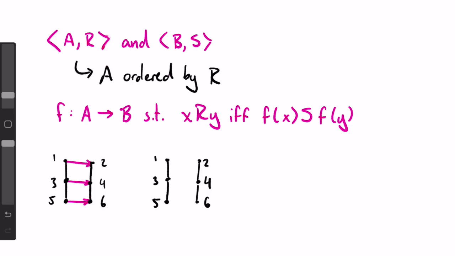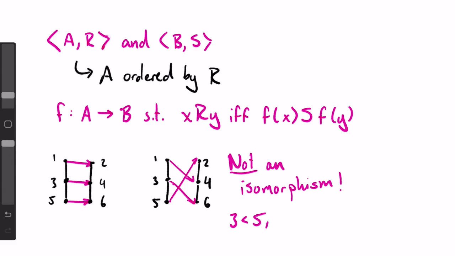A function that maps 1 to 4, 3 to 6, and 5 to 2, for example, is not an isomorphism, because 3 is less than 5, but f(3), or 6, is not less than f(5), or 2. It turns out that for practical uses, while equinumerous sets don't always intuitively seem to be or look similar, isomorphic structures pretty much always look the same.